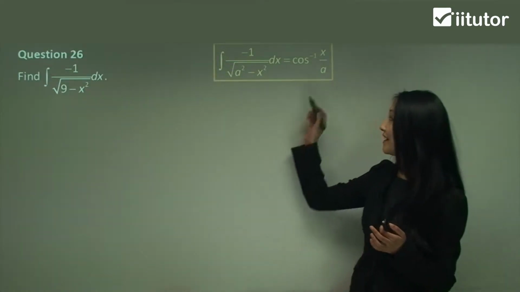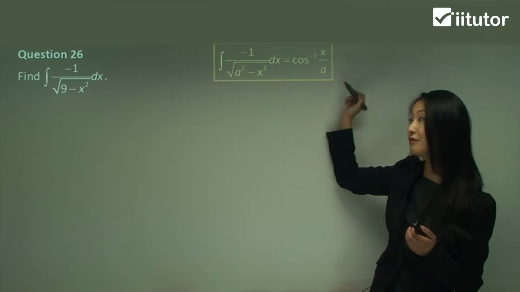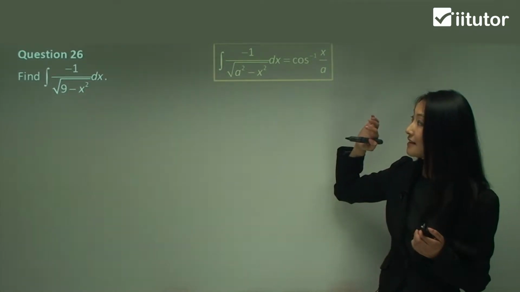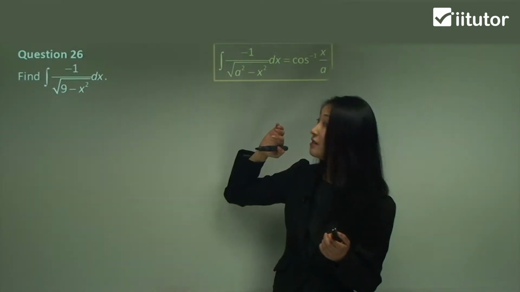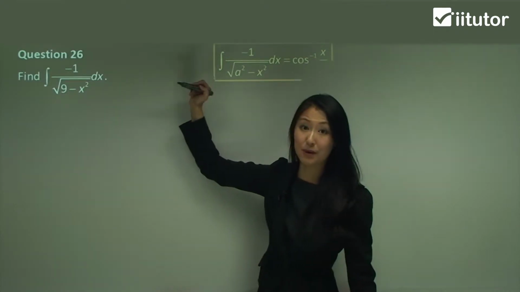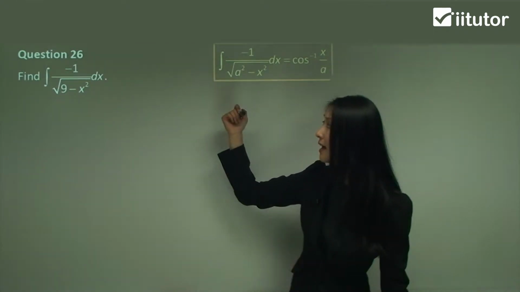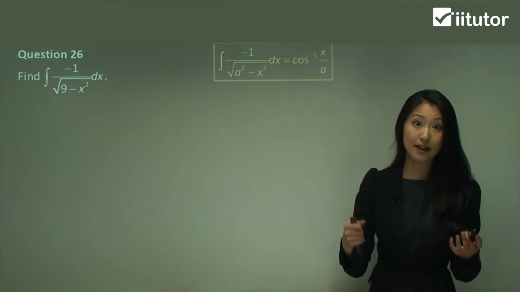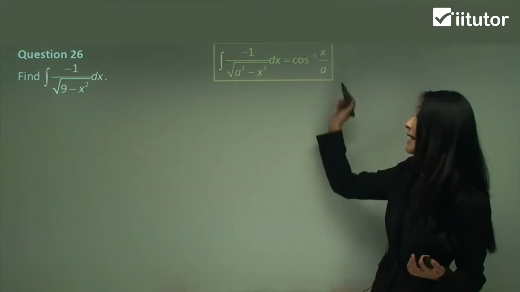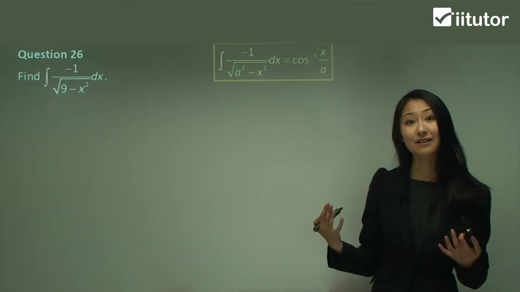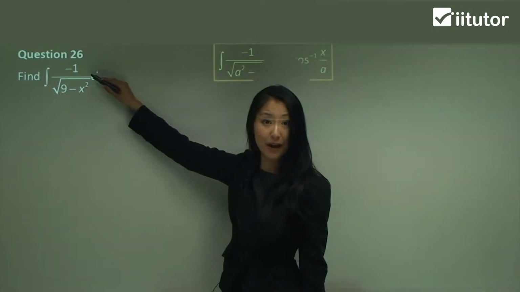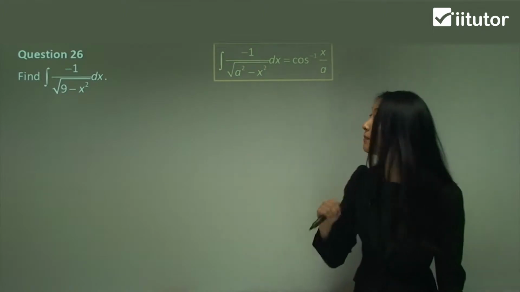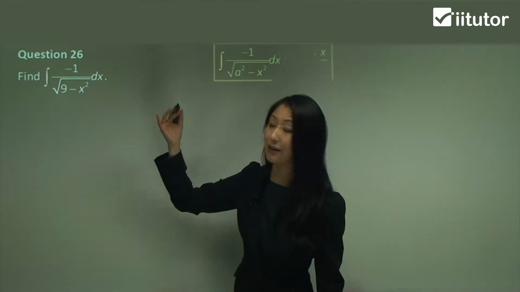So here we just have a little memory box to remind you of what we're working with. So firstly, we want to find the integration of -1 on the square root of 9 minus x squared. Okay, so similarly with inverse sine, what you want to do is firstly identify that this is going to be inverse cosine. And how you do that is by seeing that -1 up here, yeah? And the second step we want to do is work out what a equals to.